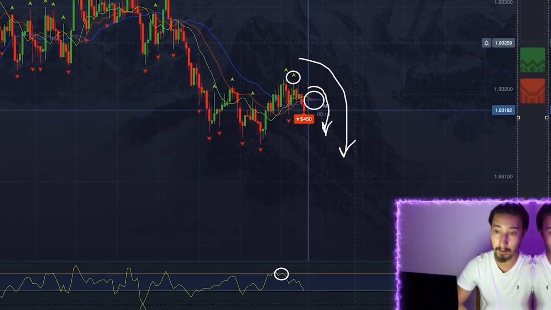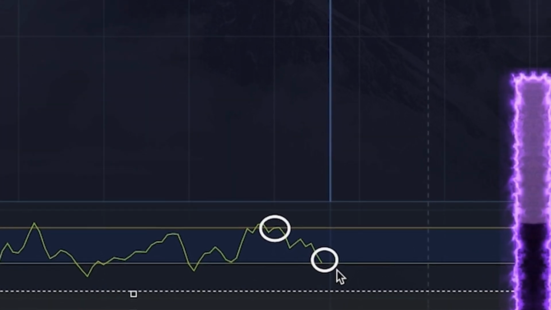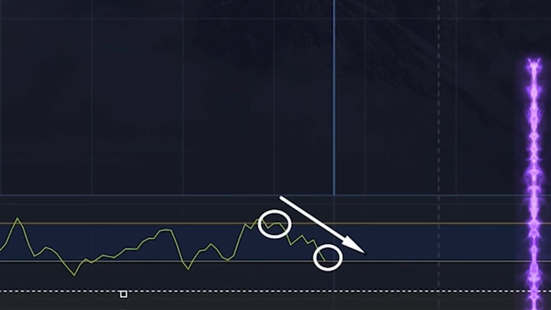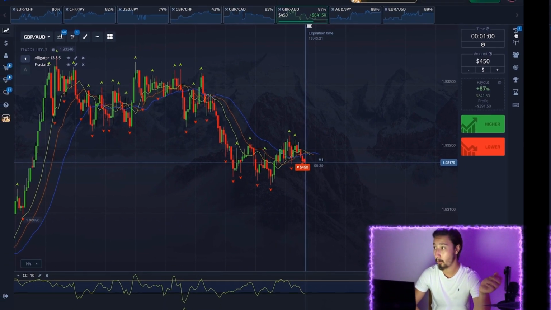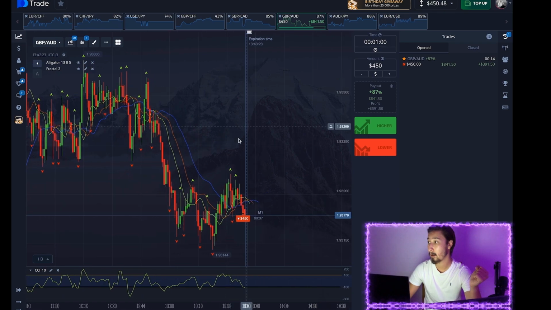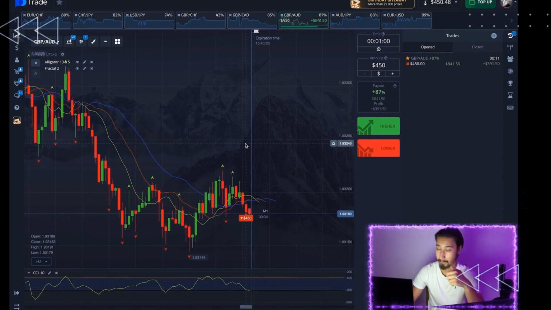And according to the oscillator, I observe an exit from the overbought area and movement into the oversold area. In fact, let's look at the result of the first trade. We have 30 seconds.